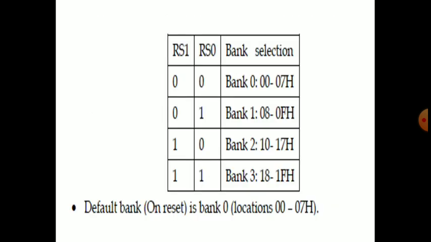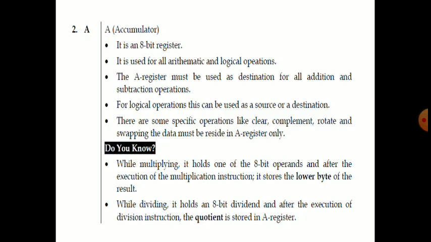And how will the selection be made? RS0 and RS1 are the two bits used to select these banks. So bank selection will happen like this: 00 will lead to bank 0, 01 is the selection of bank 1, 10 will be the selection of bank 2, and 11 will be the selection of bank 3. The default bank, that is on reset, is bank 0, because it has the starting address 00 to 07. So by default it will select bank 0.